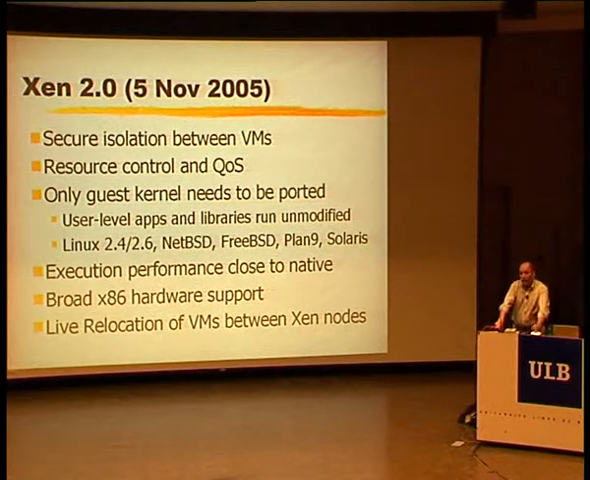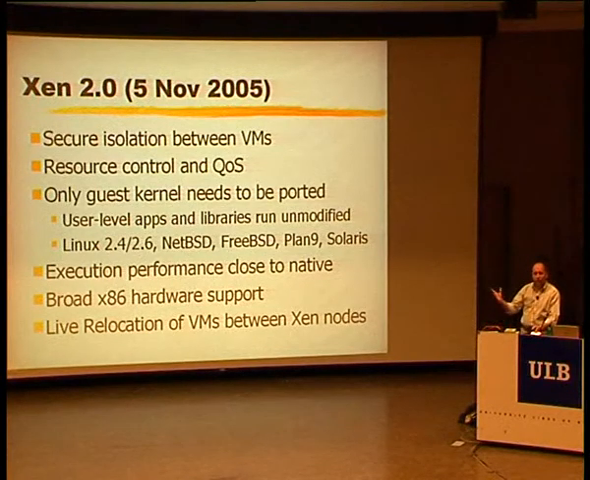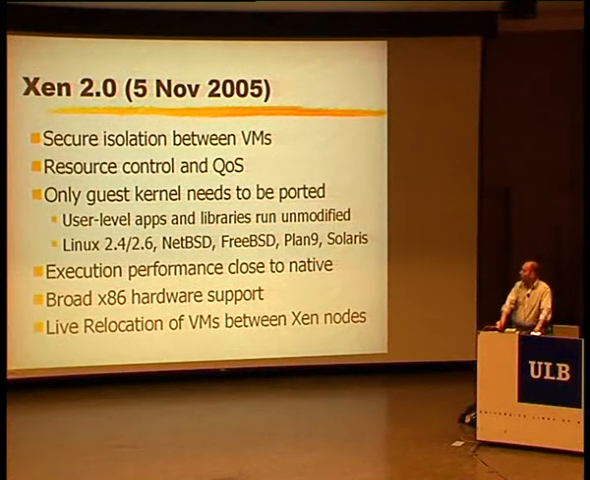We do require the guest kernel to be ported to run over Xen. But everything else, all of the user level stuff, just runs unmodified. And so there are plenty of operating systems that have been ported to Xen. If you're looking at Xen 2, there are ports of Linux 2.4, Linux 2.6, NetBSD, FreeBSD, Plan 9, Solaris. There are even things like NetWare that have apparently been ported.